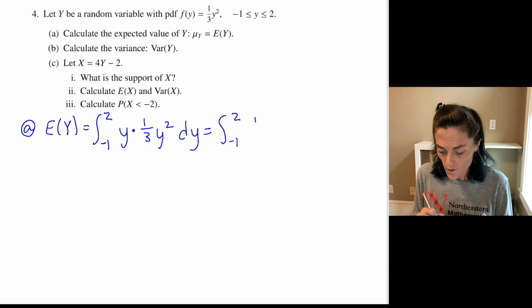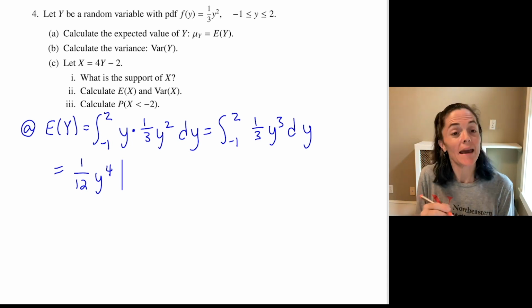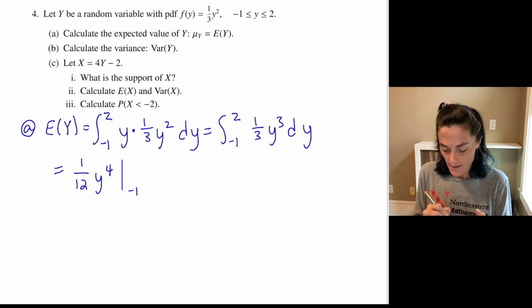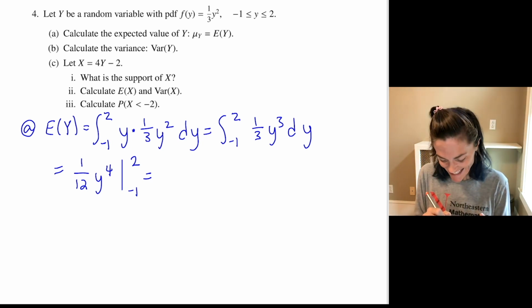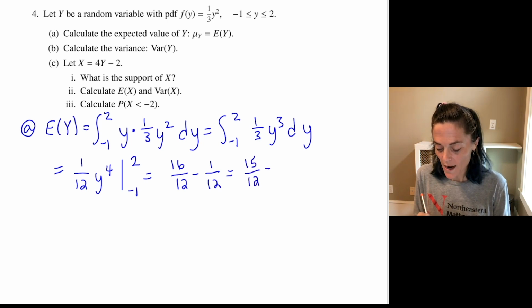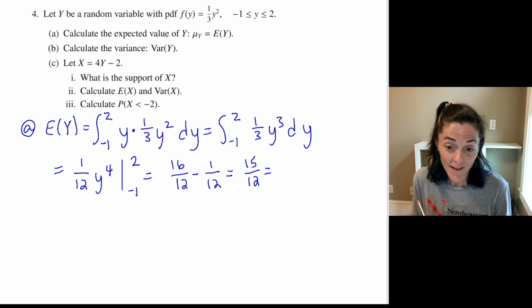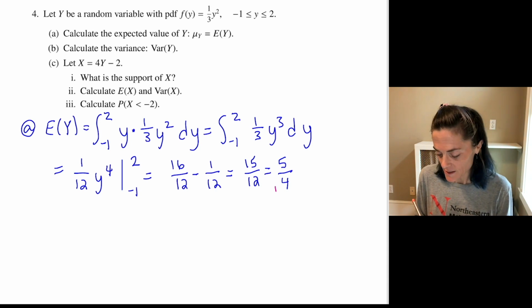Let's see, this is 1/3 y cubed. I get 1/12 y to the 4th, and then we evaluate between 2 and -1. So this will be 16/12 minus 1/12, which is 15/12. If you want to write this in lower terms, 5/4. Or you could write it as a decimal.